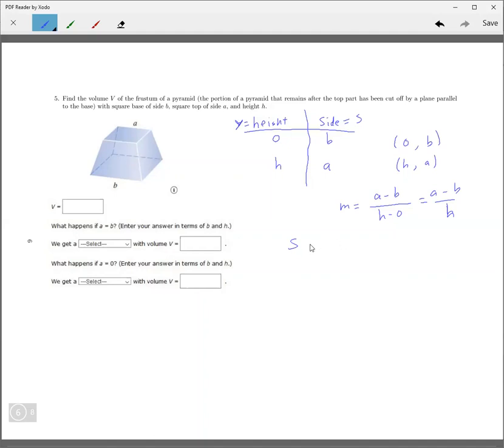So that means that the side is A minus B over H times Y plus B. Okay. So well, let's see here. Let me just show you how this works, and then maybe show you a little bit how I came up with it.